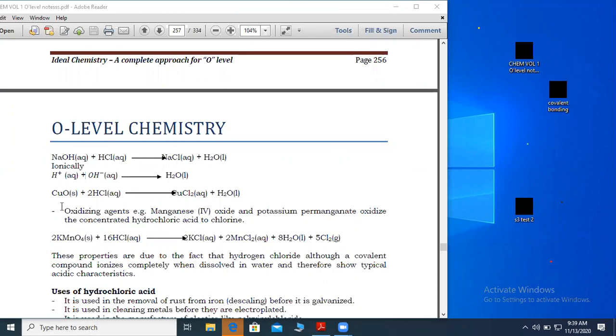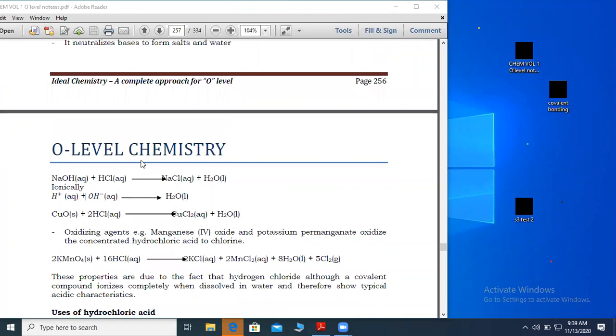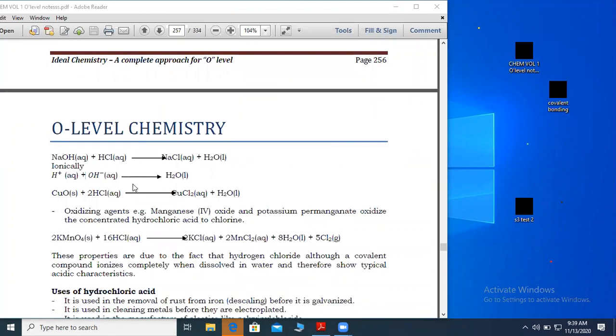Then the other one, with bases neutralization, we have basic oxides. You remember basic oxides are oxides of metals. The best example we can use here is copper 2 oxide. So copper 2 oxide, when it reacts with hydrochloric acid, will be changed to copper 2 chloride plus water. So this is a reaction between basic oxide and hydrochloric acid.